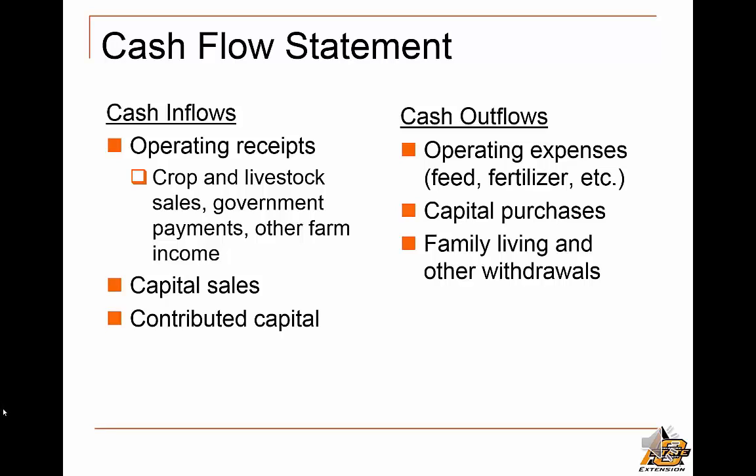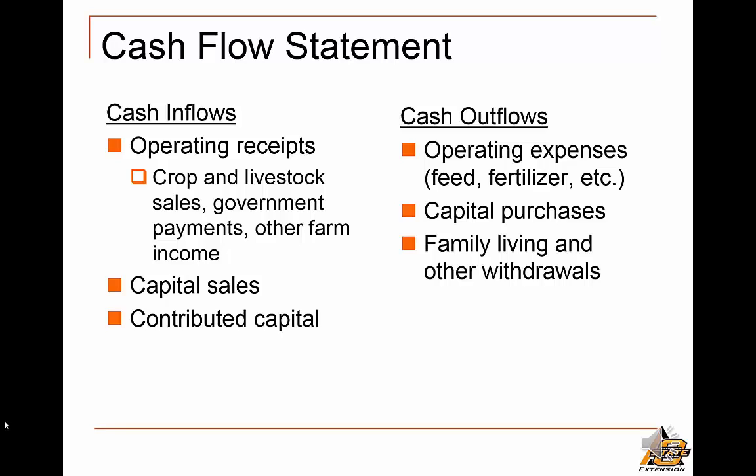Contributed capital consists of funds that come from outside the farm business to support the farm, and may come from off-farm income, gifts from relatives, or lottery winnings. So if you inherit $10,000 from Aunt May and choose to deposit it in the farm checking account to be used for farm purposes, it becomes contributed capital.